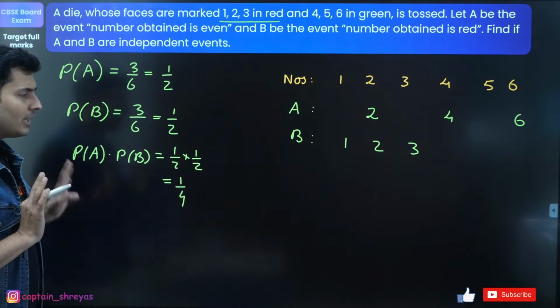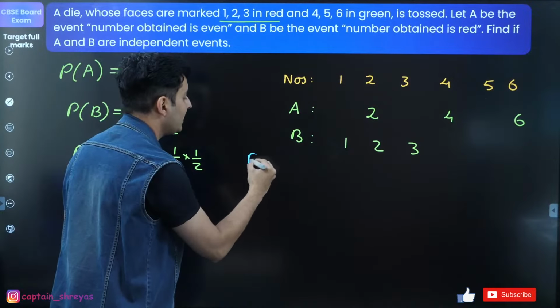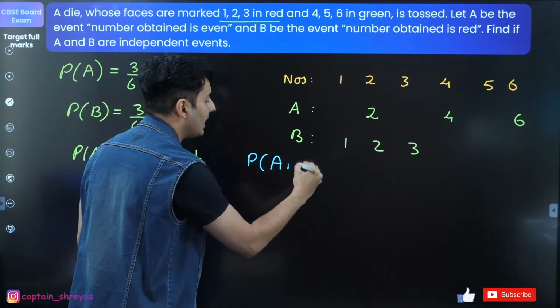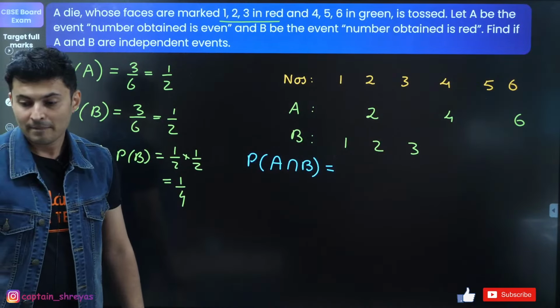Keep this aside. Now don't do anything to it. Now try to find out what is the probability of A intersection B, both the events happening together, guys.